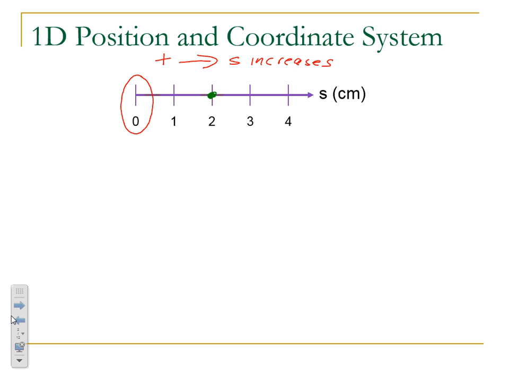And we also have a scale, so we've got numbers in here, 1, 2, 3, 4, and so that's an indication of the scale. And the units of that scale, in this case, is centimeters. And then we've got the S variable, that's to indicate our position. So that's our coordinate system, and we can use that then to specify exactly where I am. I am at this green spot, so I am 2 centimeters to the right of the 0 point.